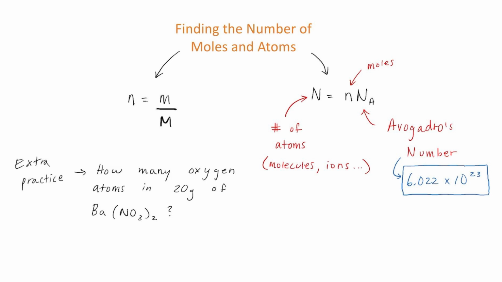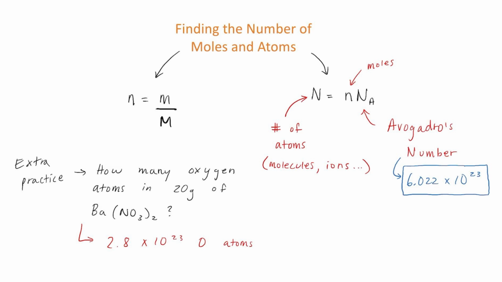If you want a little extra practice, try this question. How many oxygen atoms are in 20 grams of barium nitrate? A little hint for you: look at the chemical formula and count the number of oxygen atoms. Hopefully when you do the math, you will find that there's 2.8 times 10 to the 23 oxygen atoms in 20 grams of barium nitrate.